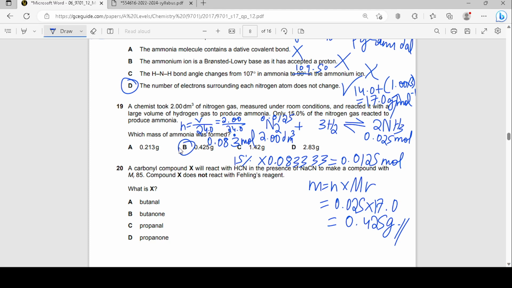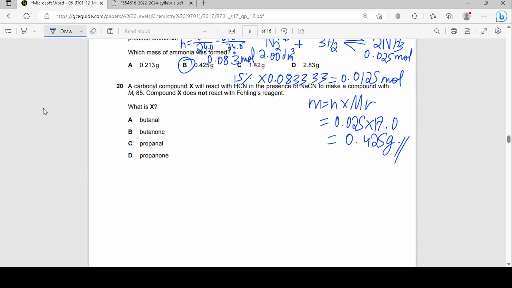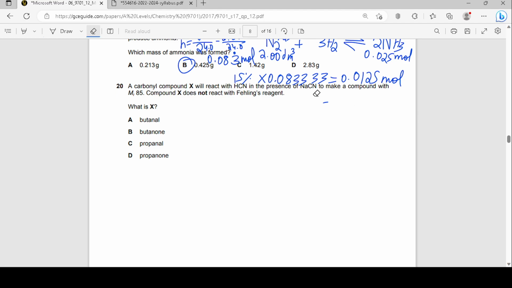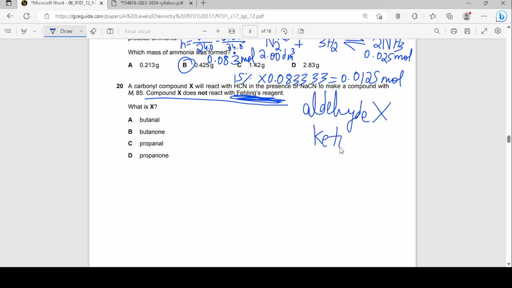Okay, now next question, question number 20. A carbonyl compound X will react with HCN in the presence of NaCN to make a compound of Mr 85. Compound X does not react with Fehling's reagent. So they said that X does not react with Fehling's reagent, right? And because of that, Fehling's reagent is a test for aldehydes, right? So that means that X is not an aldehyde, but it's still a carbonyl compound, right?